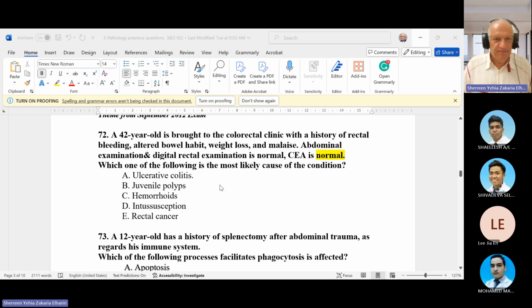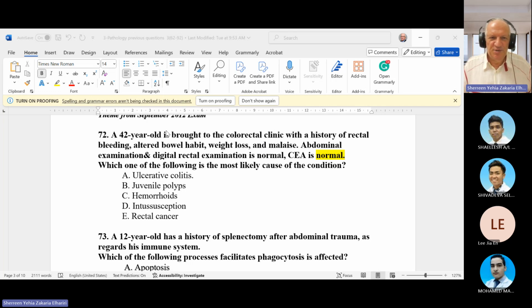Next question: a 42-year-old is brought to the colorectal clinic with a history of rectal bleeding, altered bowel habit, weight loss, and malaise. Abdominal examination and direct rectal examination are normal. CEA, carcinoembryonic antigen, is normal. So till now, we can consider cancer colon, but he mentioned carcinoembryonic antigen is normal.